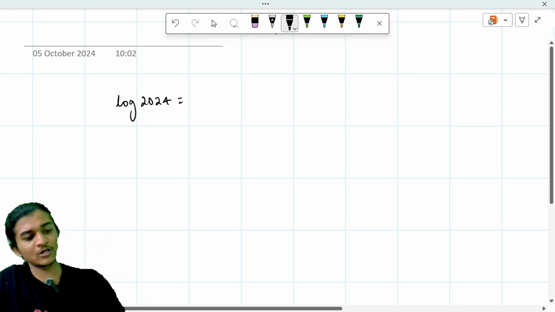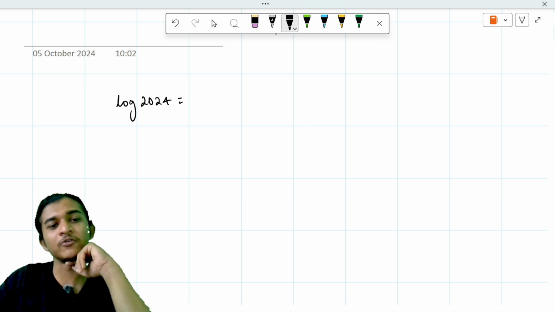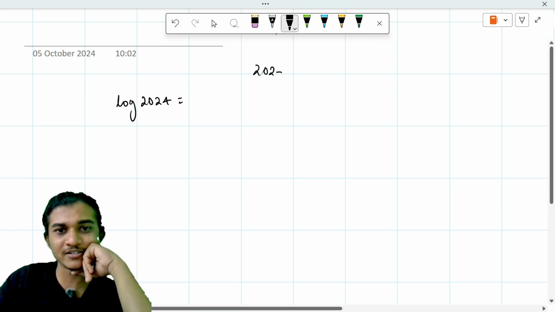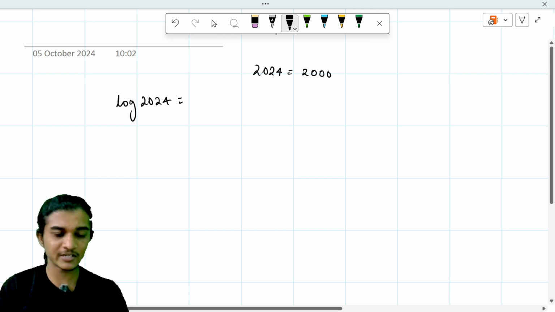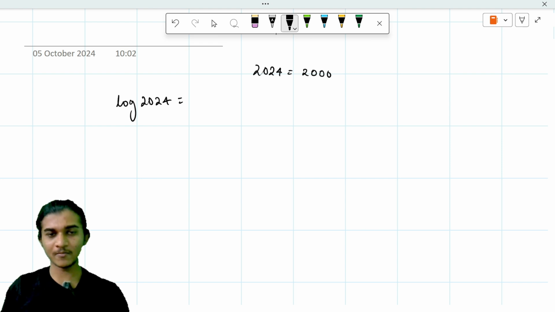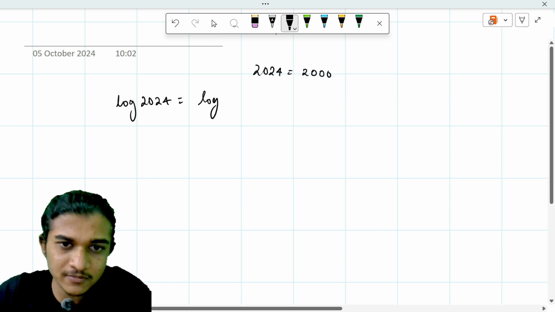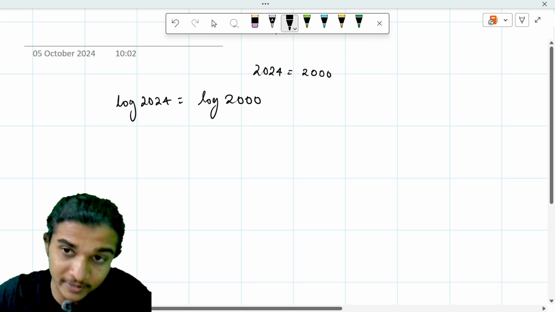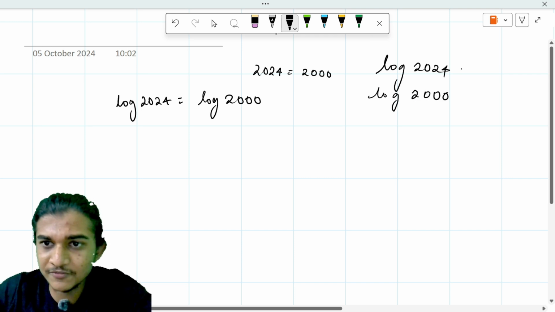Now you have to round it off to the nearest number. The nearest number to 2024 is 2000. Try to approximate to the nearest number possible, and then split it down using the formulas and apply the formulas. You'll be getting the answer. So log 2024, I can write it as log 2000 approximately. I'm going to show you why. Log 2024 and log of 2000. Let us see the difference between those two.